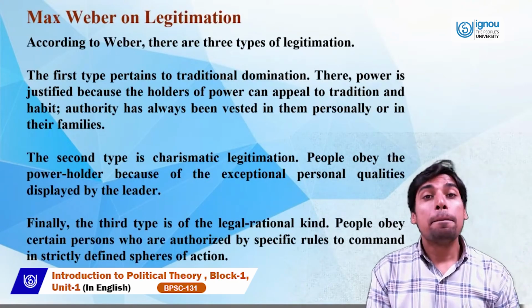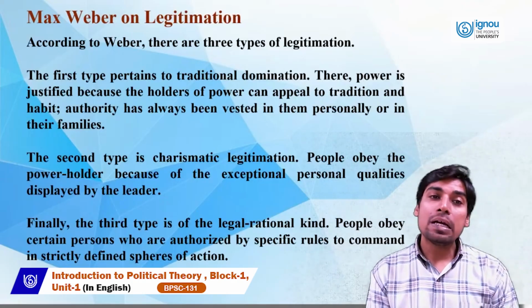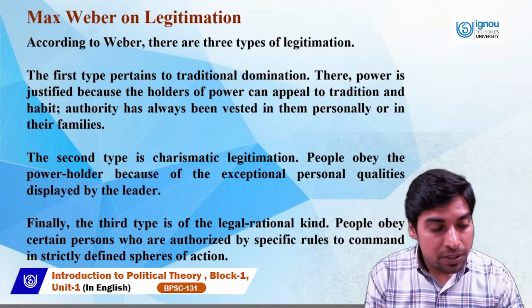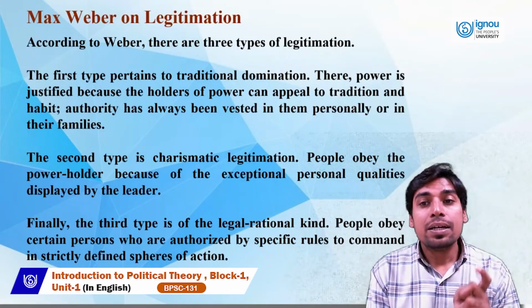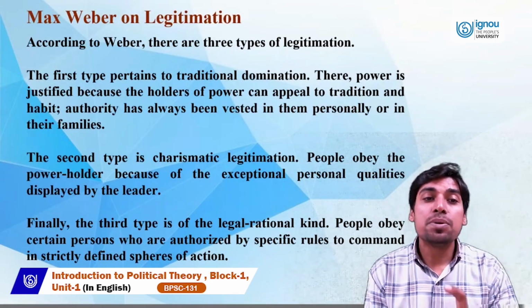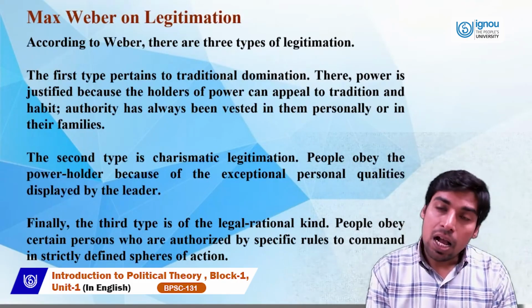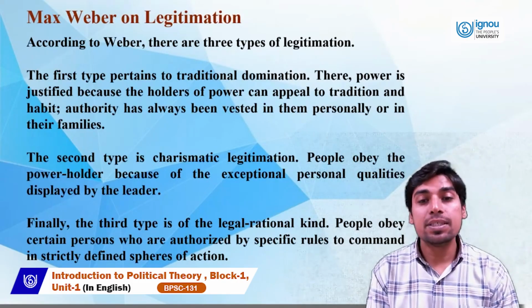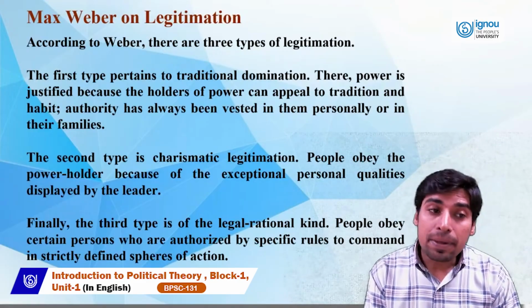Now we will discuss Max Weber's concept of legitimation. According to Weber, there are three types of legitimation. First is traditional domination. Their power is justified because the holder of power can appeal to tradition and habit. Authority has always been vested in them personally or in their families.